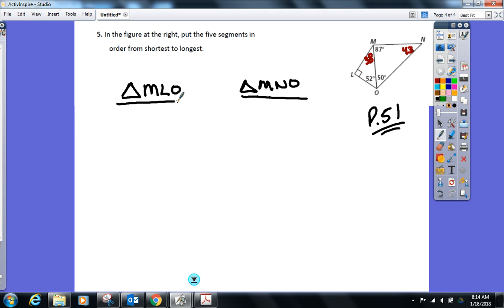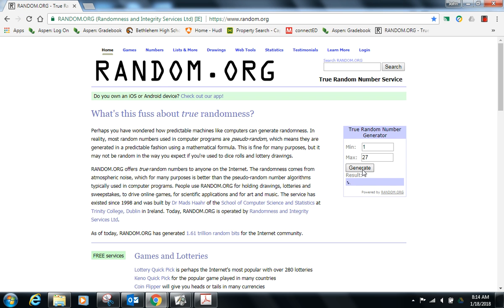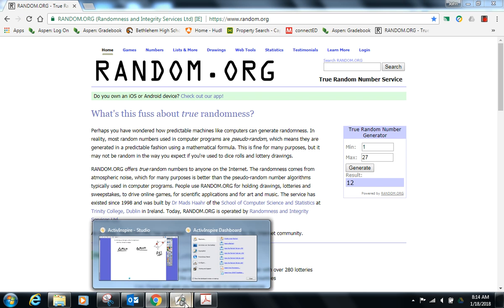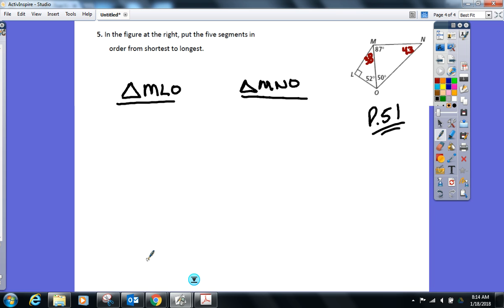So let's start with MLO. I need the sides from shortest to longest from somebody. Shortest to longest in MLO. 12, go right ahead. Shortest side: LO. Next: ML. And the longest side: MO. Thank you.